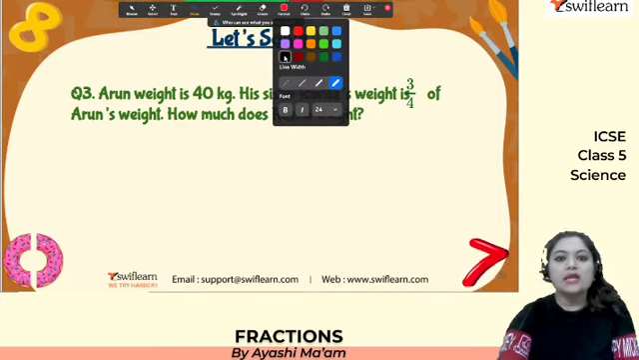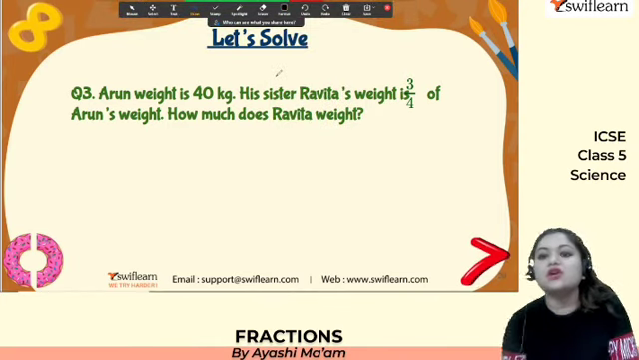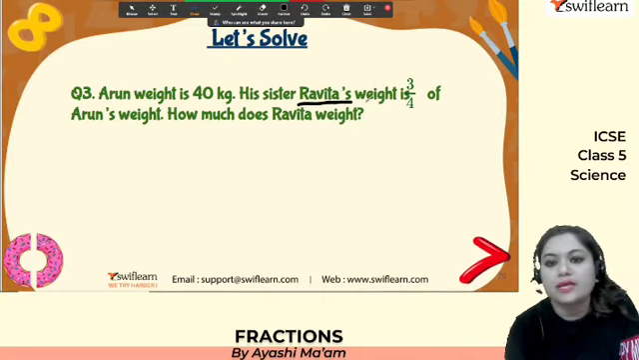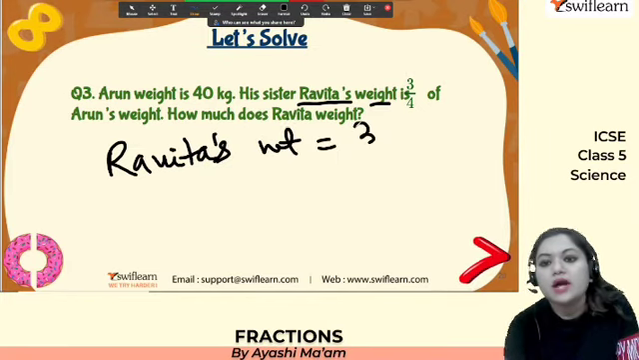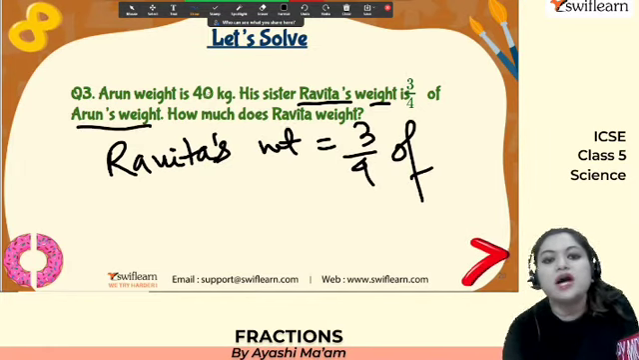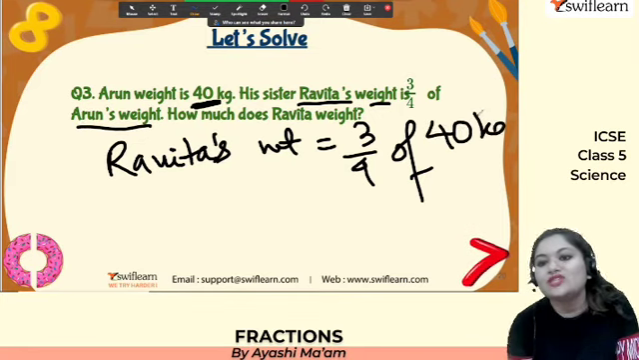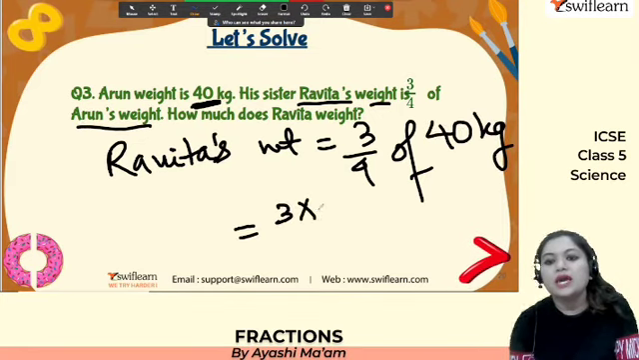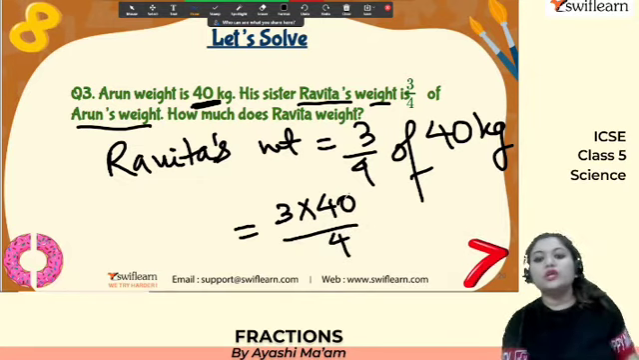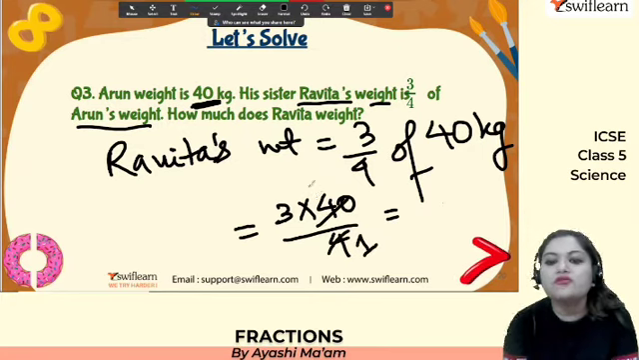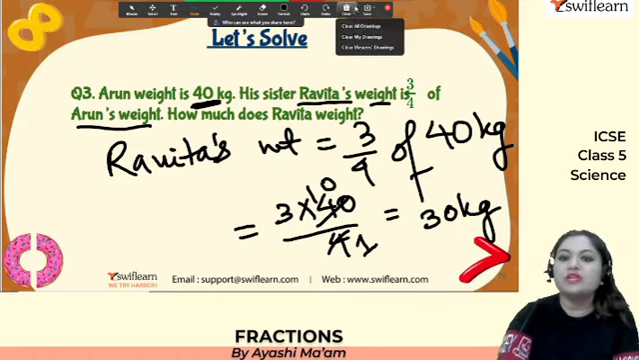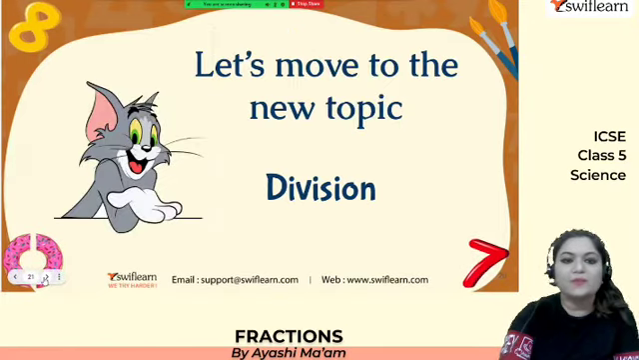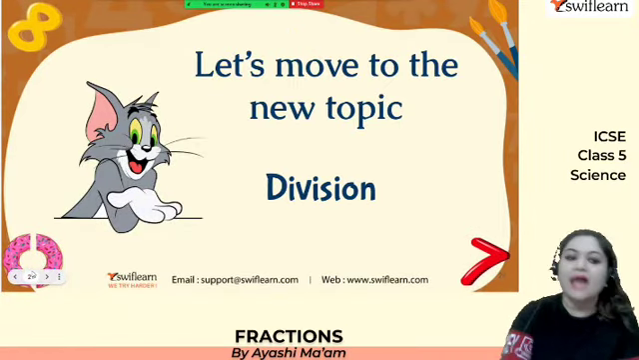Okay. Coming to this one. Arun's weight is 40 kg. His sister Ravita's weight is 3/4 of Arun's weight. See. So what is Ravita's weight? Ravita's weight is nothing but 3/4 of Arun's weight. Arun's weight is given to us, right? That is 40 kg. Now you can simply do it. So 3 into 40 by 4. That's what you need to do. Okay. So 4 ones are 4, 4 tens are 40. We are dividing both the numbers by the same number. So what answer are you getting? 30 kg. 30 kg will be Ravita's weight. Okay, easy? Fine. Now let's move to the new topic, that is division.